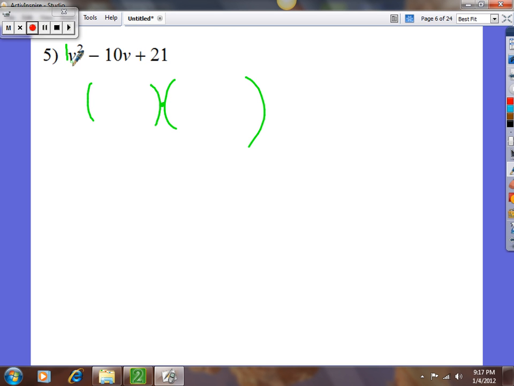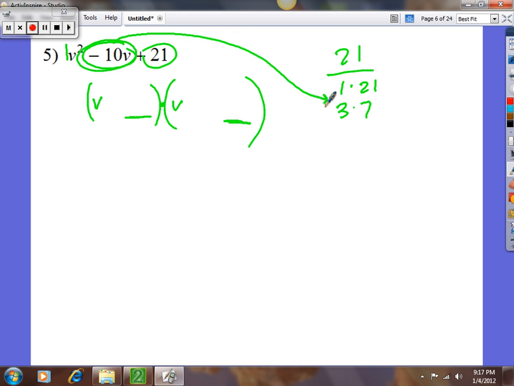So to multiply and get v squared, I'm going to go v and v. And then my last term, my 21, comes when I multiply these two guys right here. So for 21, my options are either 1 times 21 or 3 times 7. To figure out which pair to choose, you have to look at the middle term, minus 10v, and which of these two is going to add and give you minus 10. And it's got to be the 3 and the 7, and they've got to be negative, because a negative times a negative is a positive, but a negative 3 and a negative 7 add to a negative 10. So my answer is v minus 3, v minus 7. And the order doesn't matter.